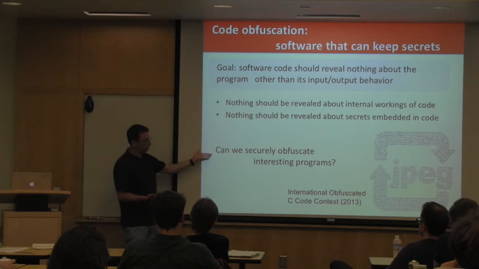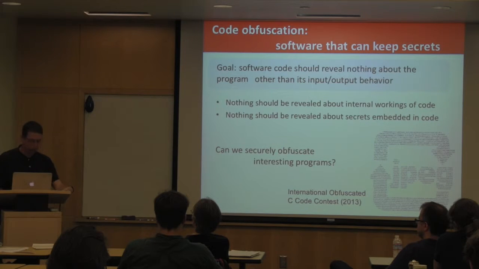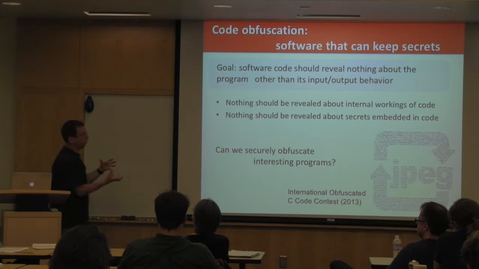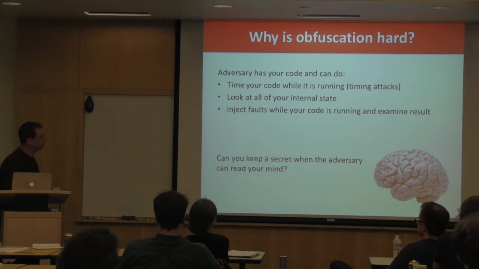And the question is, how do we actually do this? Can we obfuscate? So first of all, what does it mean to obfuscate? And second of all, can we obfuscate programs in a way that you can never extract secrets that are embedded in the code? So why is this so hard to do?